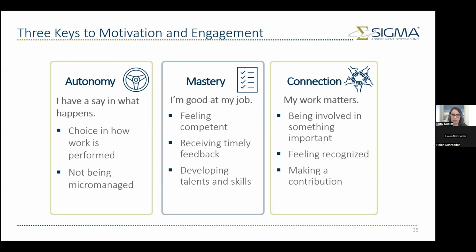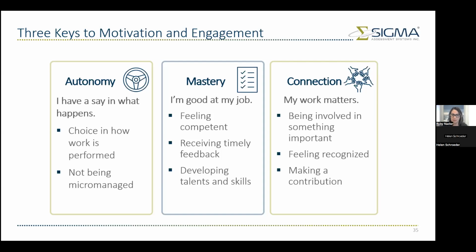So these are 3 pillars that are necessary for people to feel happy and good in their jobs. If you've ever been unhappy, you can look at these and think, yeah, all of these were missing, or maybe one of these. But autonomy, mastery, and connection are really important for the intrinsic motivation that's necessary to bring your full self to work and just be engaged.